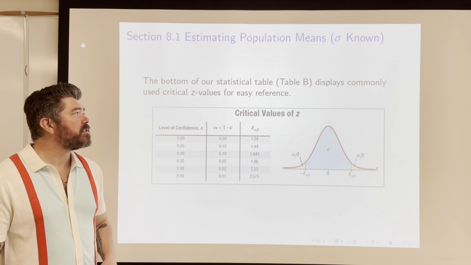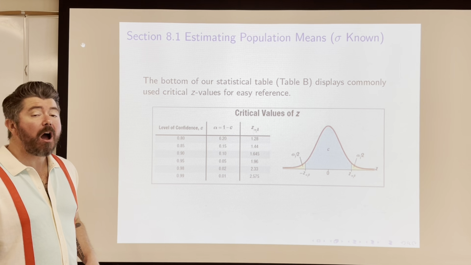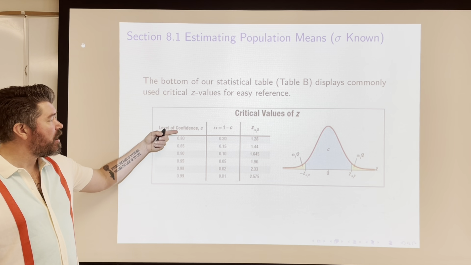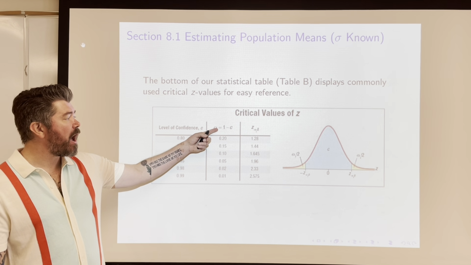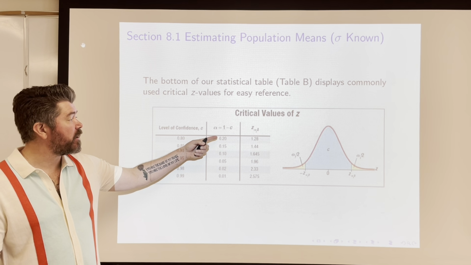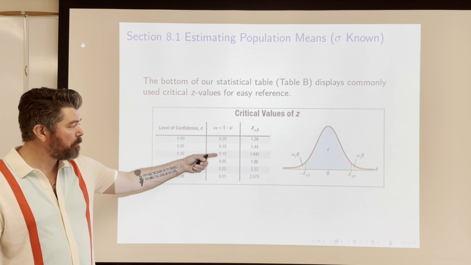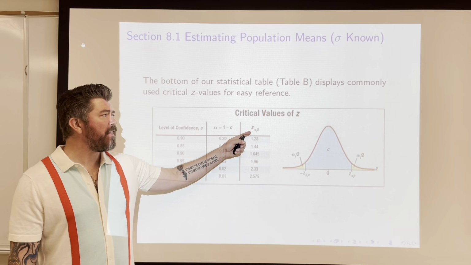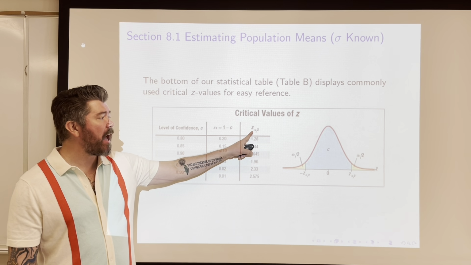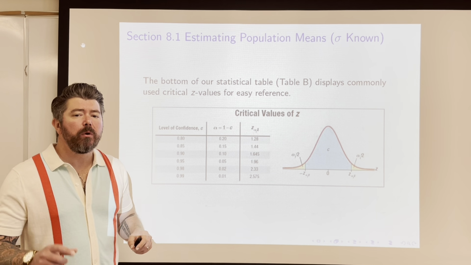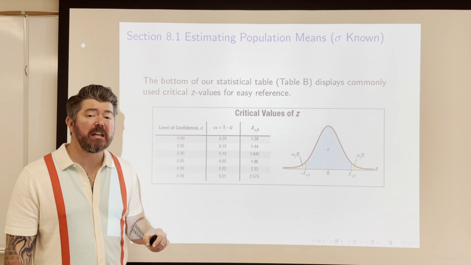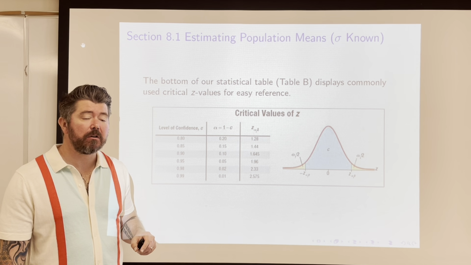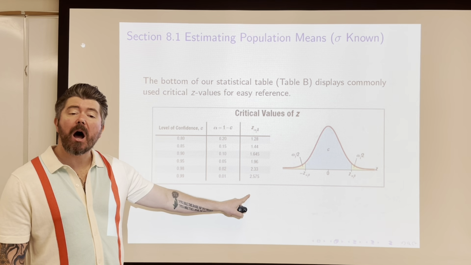The bottom of our statistical table, table B, displays commonly used critical z values for easy reference. Notice that they list our confidence level. We also have our alpha, this is our leftover area in the tails, which is our complement, and we have our critical z values. Now notice that the critical z values are always listed as our positive z alpha over 2. We won't need to worry about this for chapters 8 and 9, but when we get to chapters 10 and 11, we will need to worry about this. So just remember that it only gives the positive critical value.